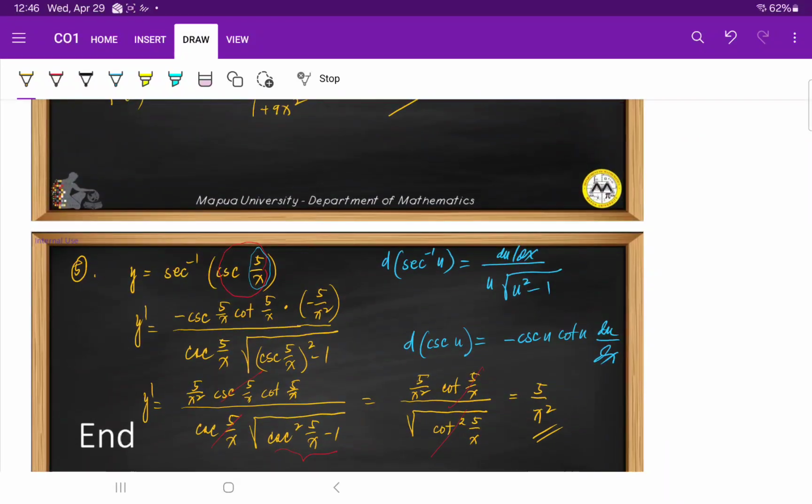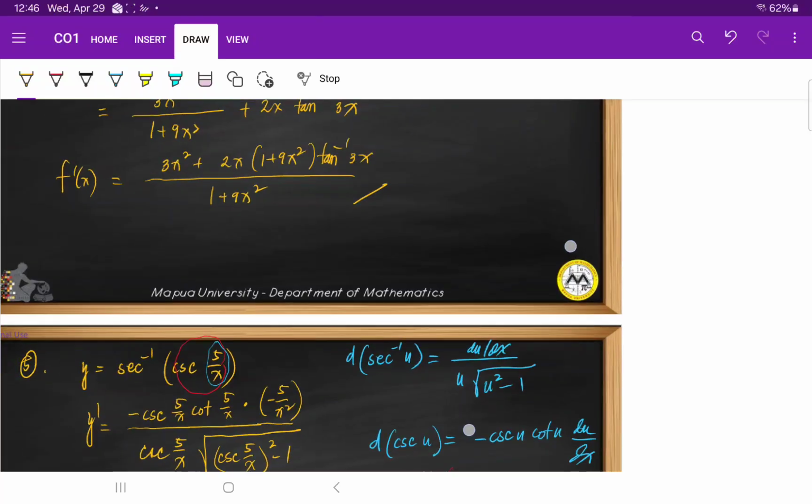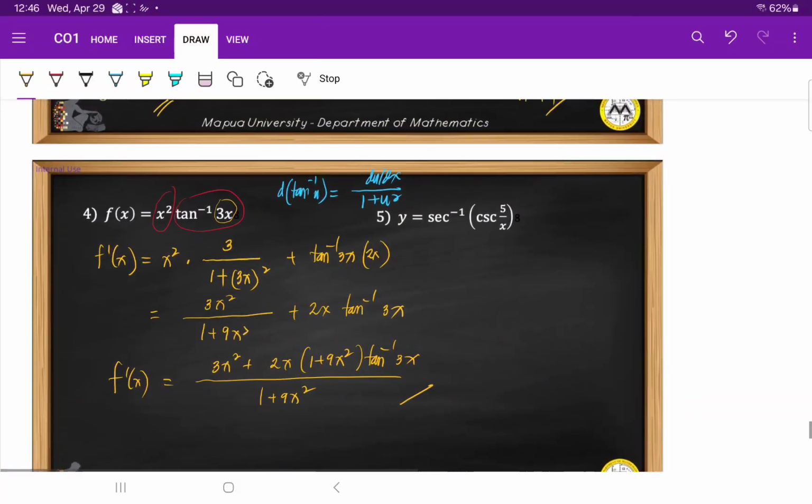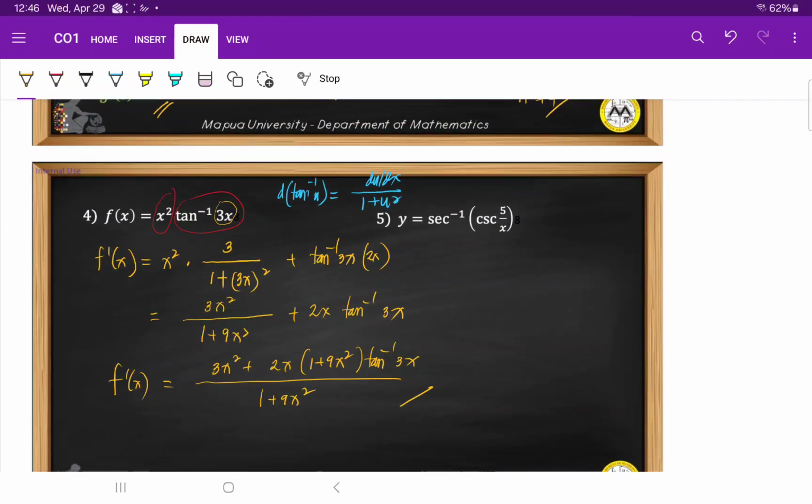Okay, so that ends the lesson on the derivative of inverse trigonometric function in logarithmic differentiation. Bye-bye.